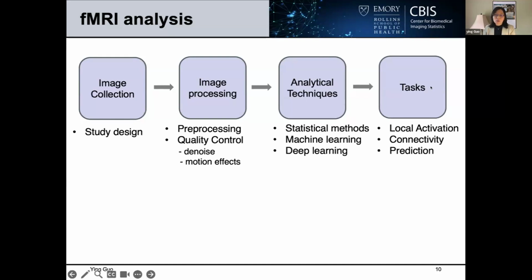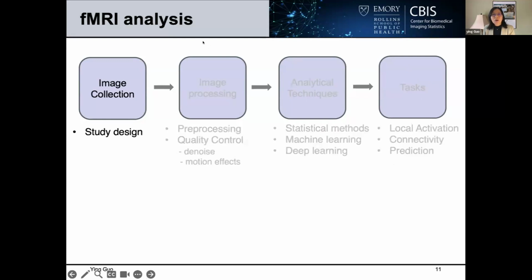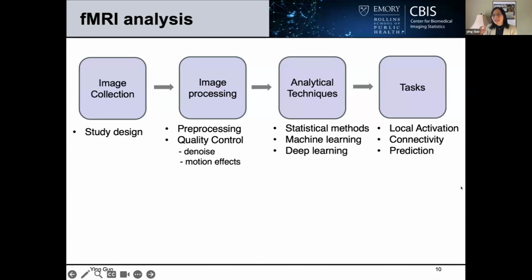For fMRI analysis, the three most commonly conducted tasks are as follows. The first is to study the local activation, basically what brain region is activated in response to a specific task. The second type is to study connectivity between different brain regions. The third type is to use fMRI extracted features or images to do some downstream predictions, for example, to predict subpopulation groups and to predict some clinical outcomes.